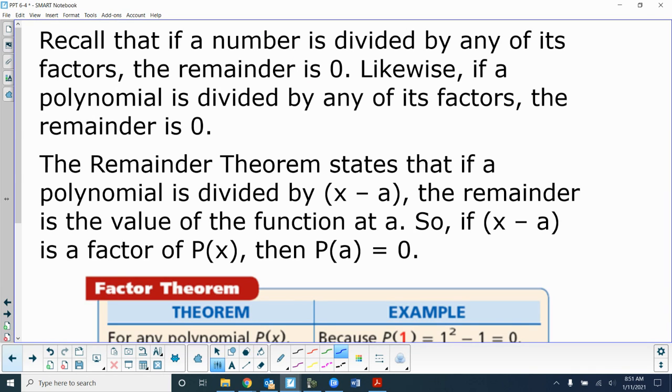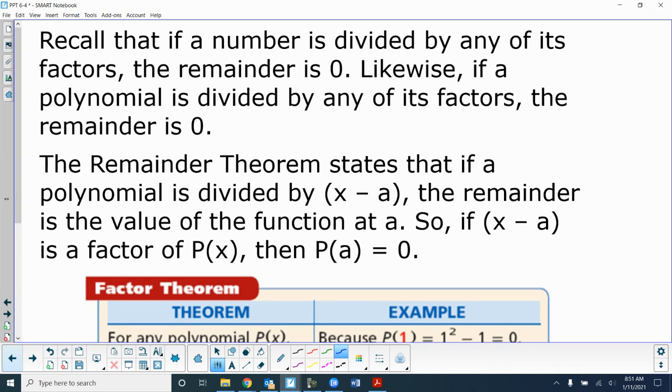Okay. If a number is divided by any of its factors, the remainder is 0. Like, what's 6 divided by 3? 2, right? There's no remainder, right? Because 2 times 3 is 6. What's 20 divided by 4? 5. Because 5 times 4 is 20, right? There's no remainder. That means 5 and 4 are factors of 20, right?